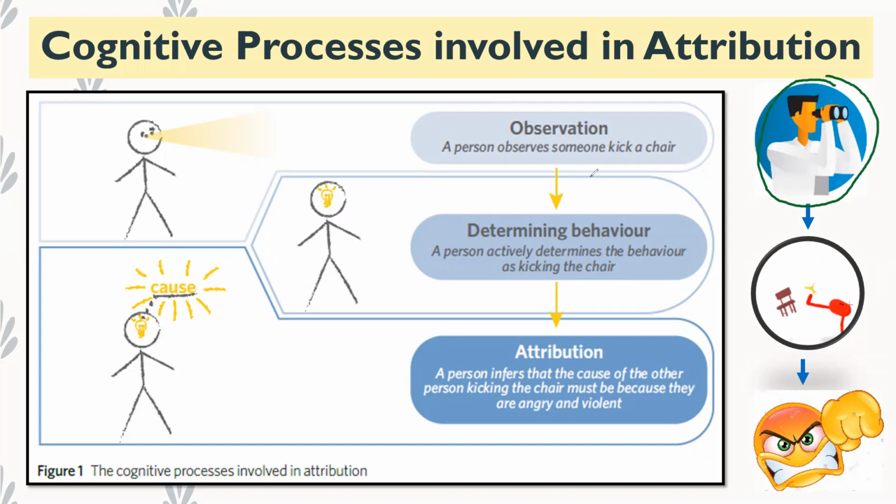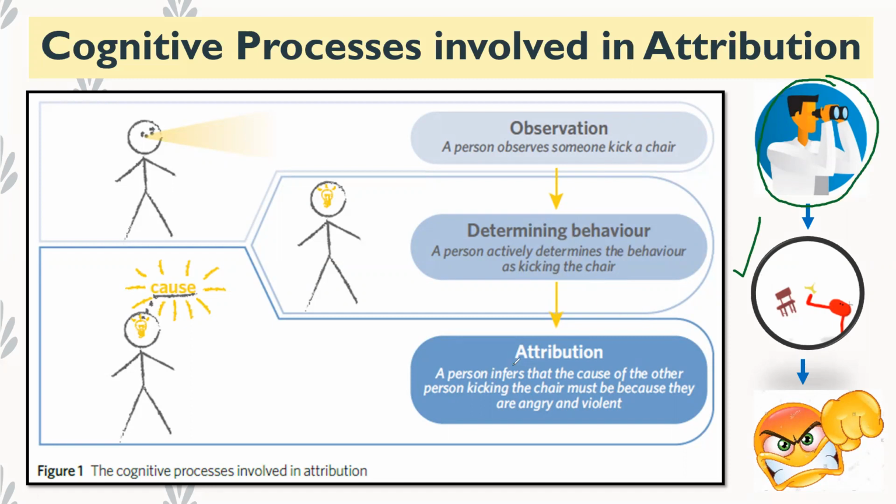So for example, you observe someone kicking a chair. Okay, that's the observation. You then determine what the behavior is. Okay, remember, not everything you see is exactly what it is. But if you've observed someone kicking a chair, you've seen it with your own eyes, you're able to confirm and determine and affirm that the behavior was that the person kicked the chair. It's not just a rumor. It's not just something that someone's told you. You saw it with your own eyes. So that's when you've determined the behavior as being accurate, as being correct, and you've confirmed that.